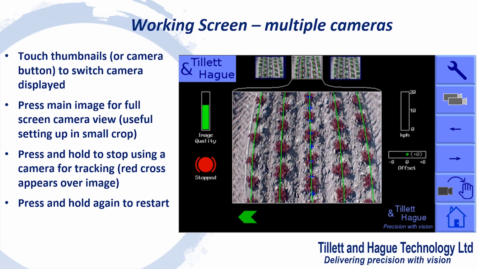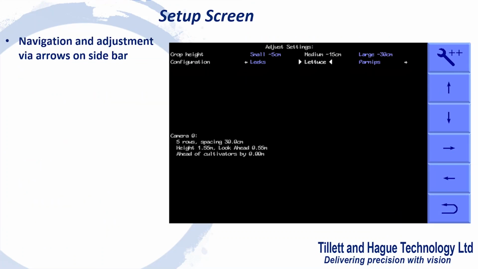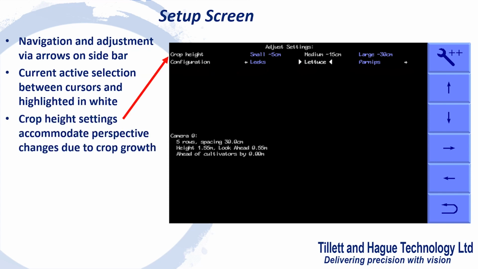Touching on the spanner button at the top right takes you to the setup screen. Navigation in the setup screen uses the arrow keys on the right of the screen to move the cursor. When the cursor is over this item, it is selected and the text turns white. On the first line, you can set the crop height, selecting from small, medium or large.